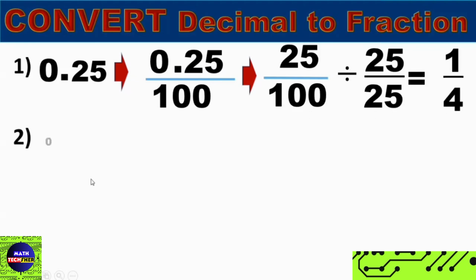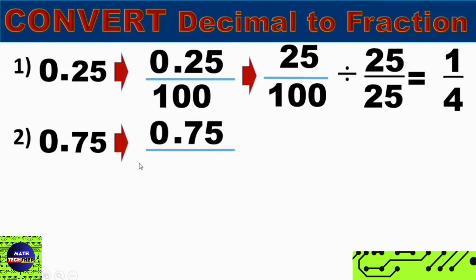Okay, number 2 is 0.75. To convert to fraction, we're going to divide by 100 since 0.75 has 2 decimal places. Okay, then now we have 75 over 100.